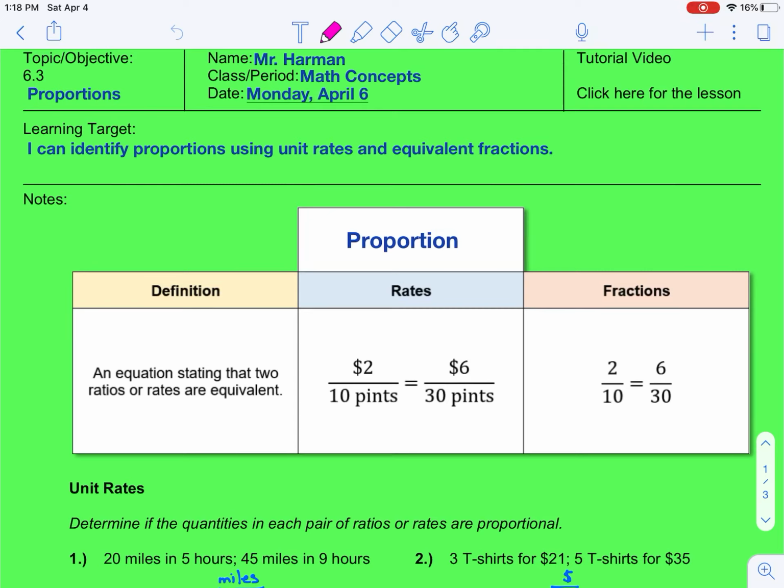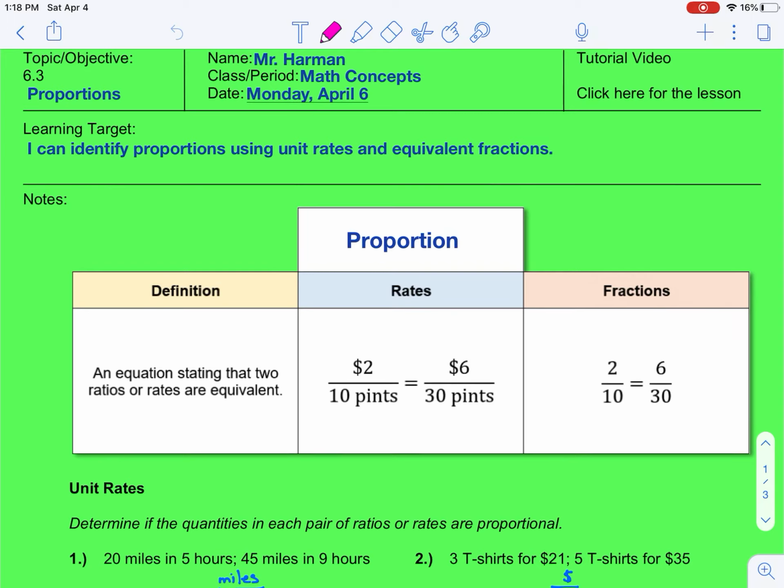Identify meaning like find, like is it a proportion, yes or no? And then we should know what unit rates are. It's a comparison of two quantities, especially if we have a denominator of 1. And then we should also know what equivalent fractions are, fractions that are just the same. So if we take a look at our proportion vocabulary box, a proportion is an equation stating that two ratios or rates are equivalent, and I have two proportions there for you.